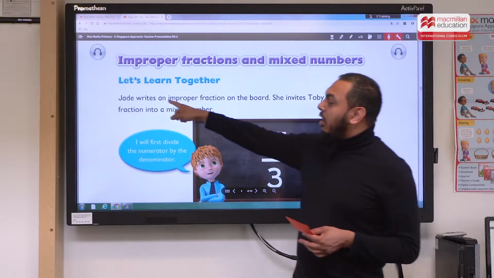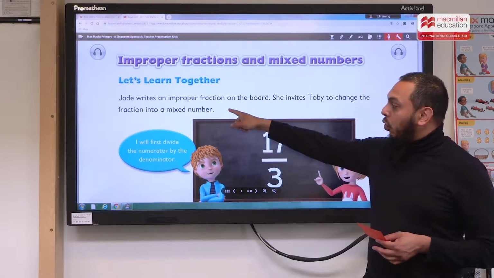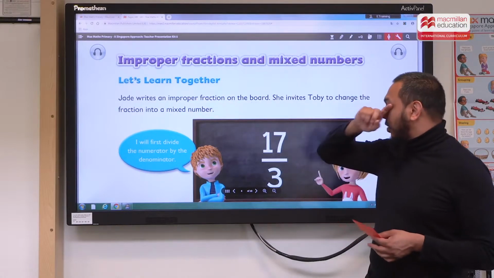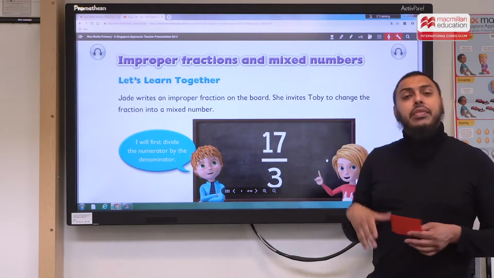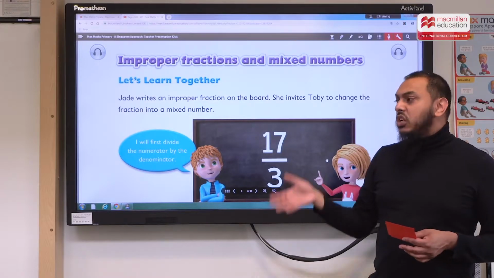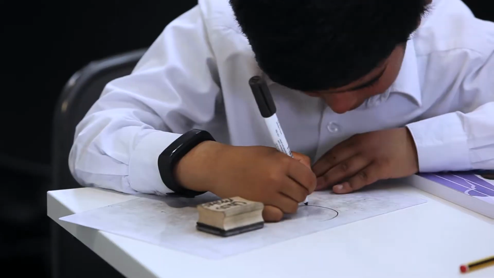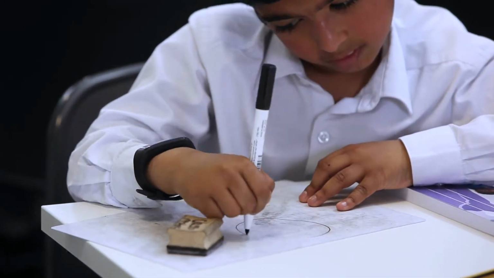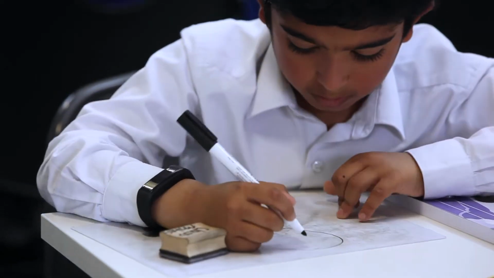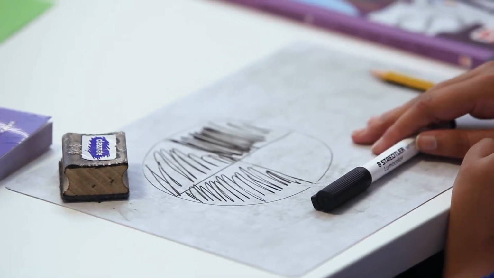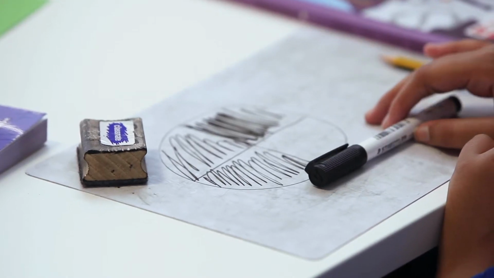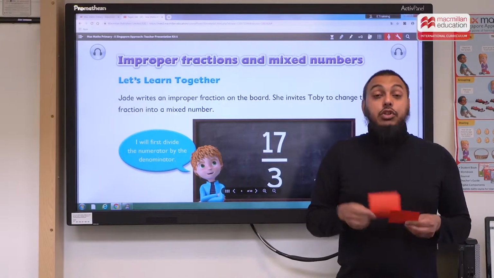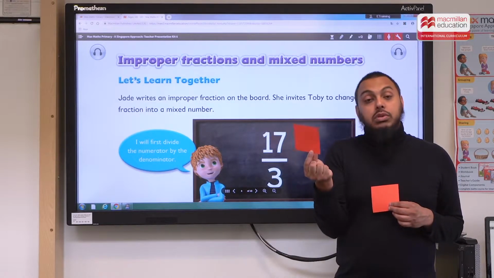If I'm unsure if they know what an improper fraction or a mixed number is, then just before I start, I might have a pre-anchor task. So I'll have a task just to assess them. Can you show me what a fraction looks like? What is a fraction? Can you draw a picture of a fraction? Can you use these to show me what a quarter looks like?